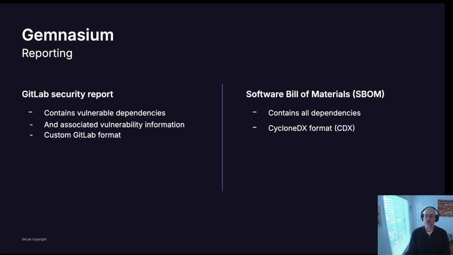Previously, this report also contained a list of all dependency files, but this was removed in GitLab 17.0 because we replaced it with an SBOM in an industry standard format called CycloneDX, or CDX for short. SBOM, as the name implies, contains a list of dependencies. Gemnasium includes all dependencies found, whether or not they have vulnerabilities.